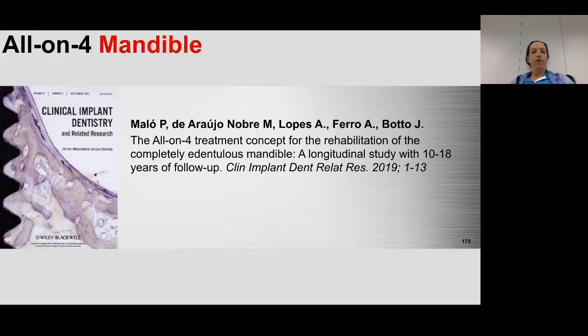So you can see that in the mandible we also have published. When we talk before coming to this publication, one of the questions is if we can go over 50 Newton of torque, if that would be okay.